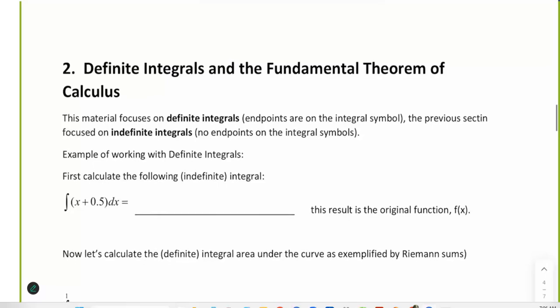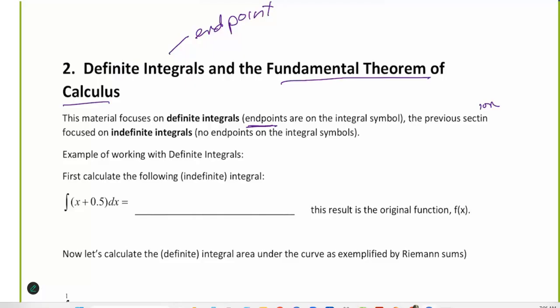So now we're going to look and we're going to say, I need to do definite integrals. How is that different than indefinite? So definite integrals are going to have endpoints. So that is the big difference. Okay, and we're also going to work on the fundamental theorem of calculus. So this material here is going to focus on definite integrals. Got the endpoints. The previous section focused on indefinite.